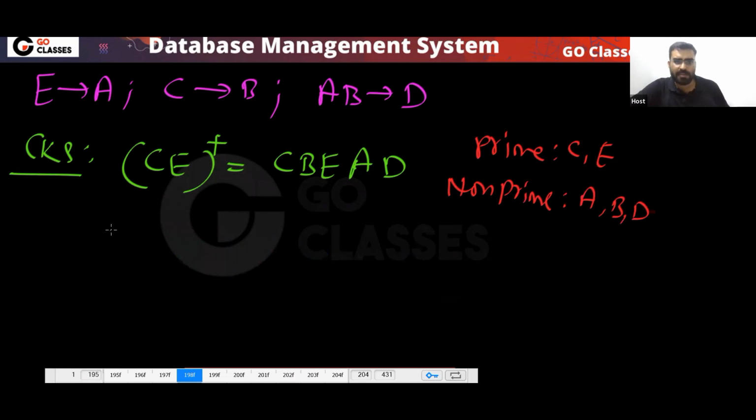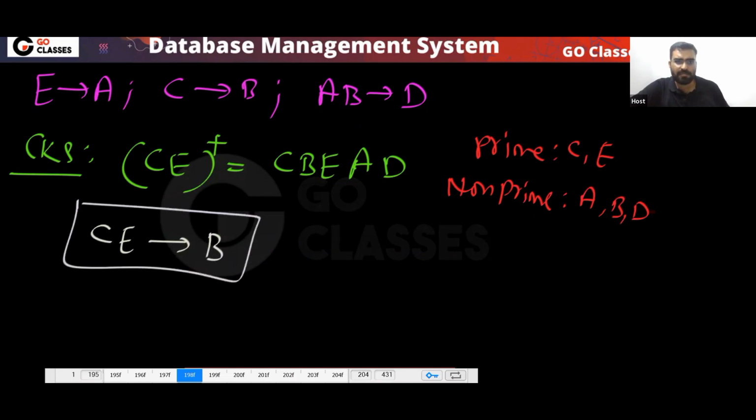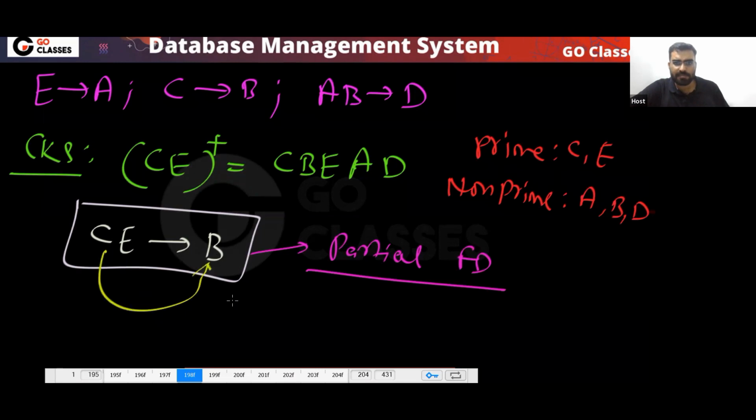C determining E, C determining B. Is this full or is this full? This is not trivial. Is C a superset of B? So this is not trivial. What about this? Is this partial or full? C determining B. This is partial. This is a partial FD.